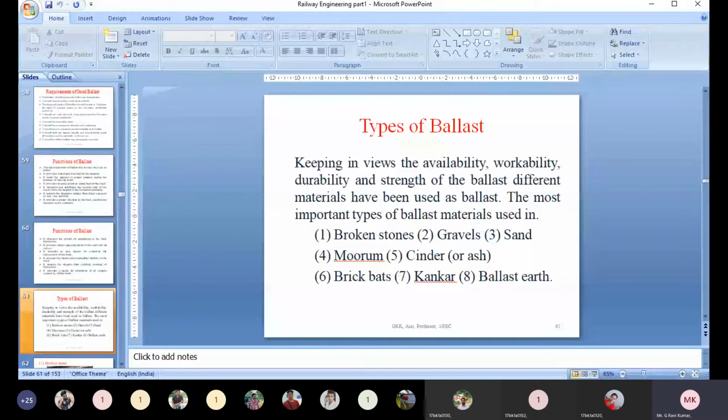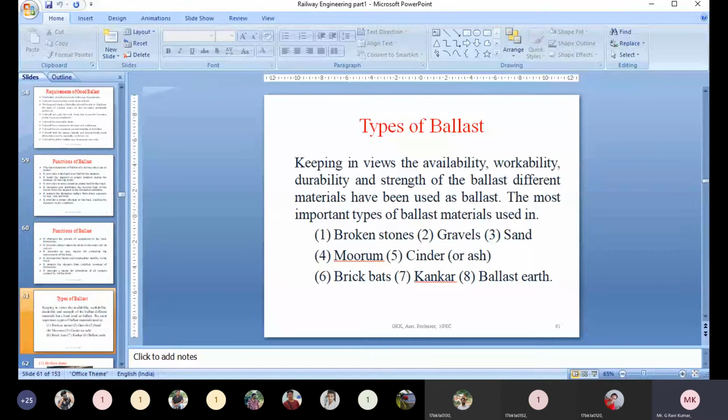And types of ballast, as we discussed yesterday, are based upon the material which we are using as ballast, keeping in view the availability, workability, durability and strength of the ballast. Different materials have been used as ballast. The most important types of ballast materials are broken stones, gravels, sand, muram, ash or cinder, bricks, concur, and ballast earth.